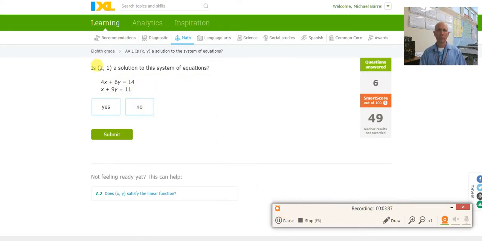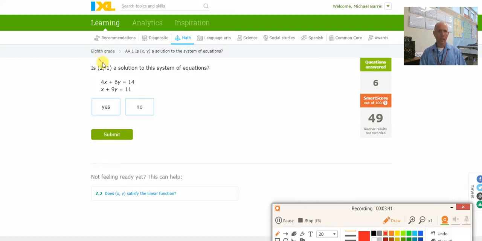Okay, this is x, and this is y. Let's plug it in. So 4x, 4 times 2, plus 6y, 6 times 1, equals 14. 8 plus 6 is 14. That's working. Let's try the other one. X is 2, plus 9y, y is 1, equals 11. That worked. Did it work in both of them? Yes, it did work in both of them. So it is a solution.